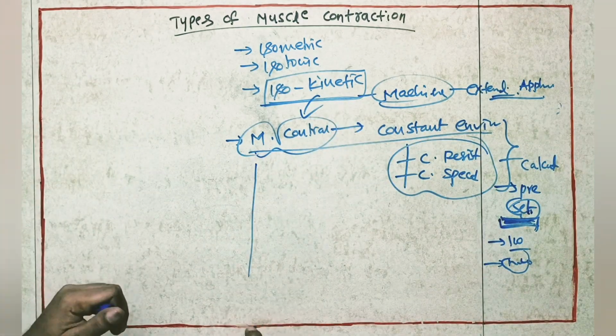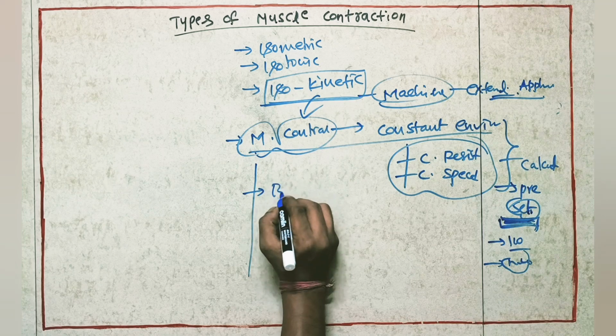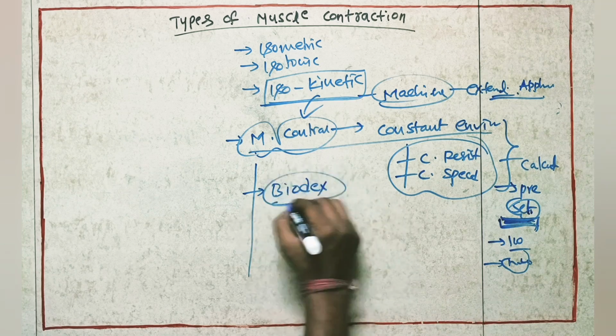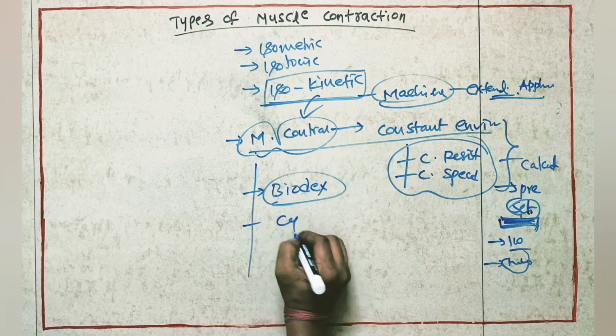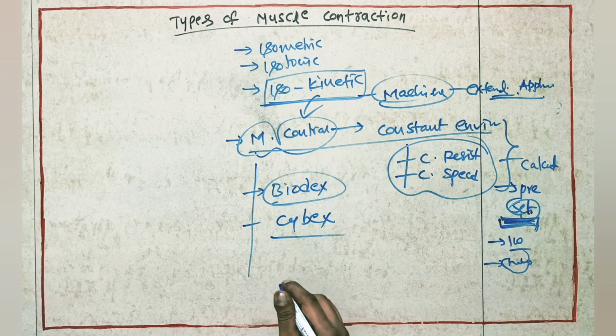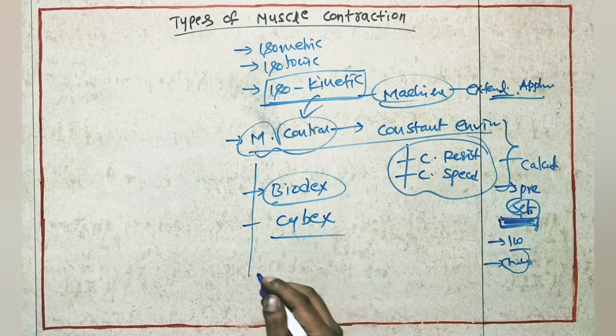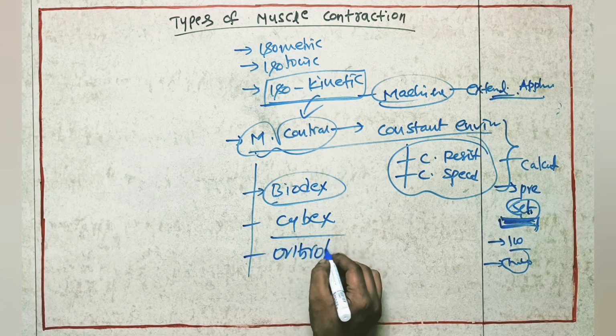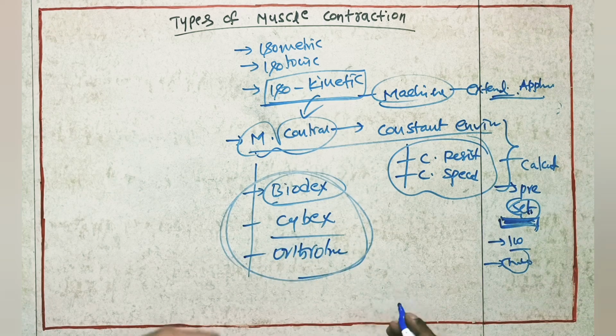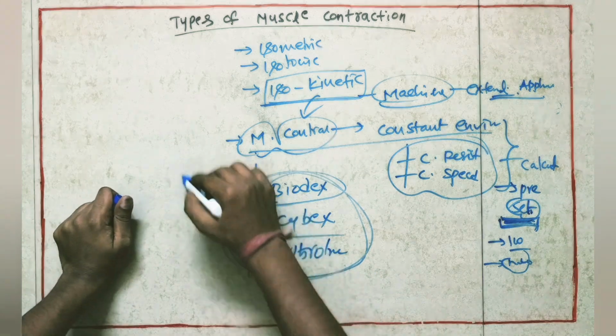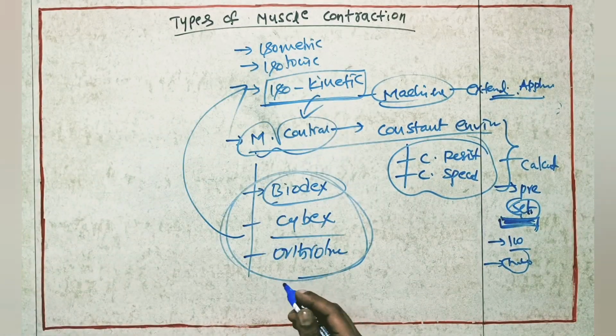Some examples, usually some isokinetic machines. The best example is the Biodex machine, and one more machine, Cybex. And one more machine is there, Orthotron. So these are some machines which are used for the isokinetic action of the muscle.